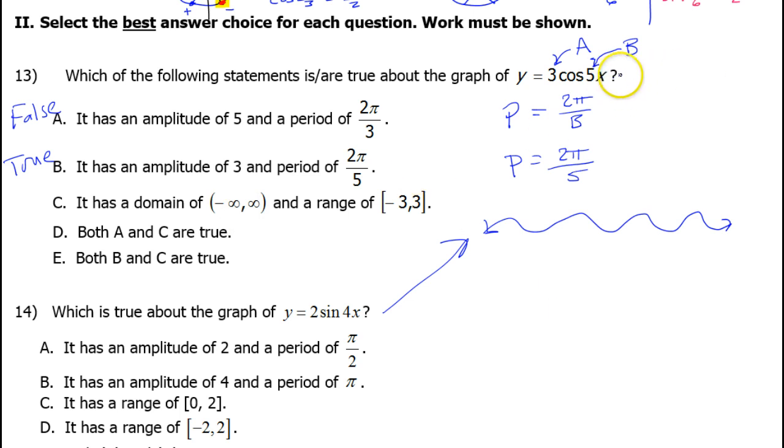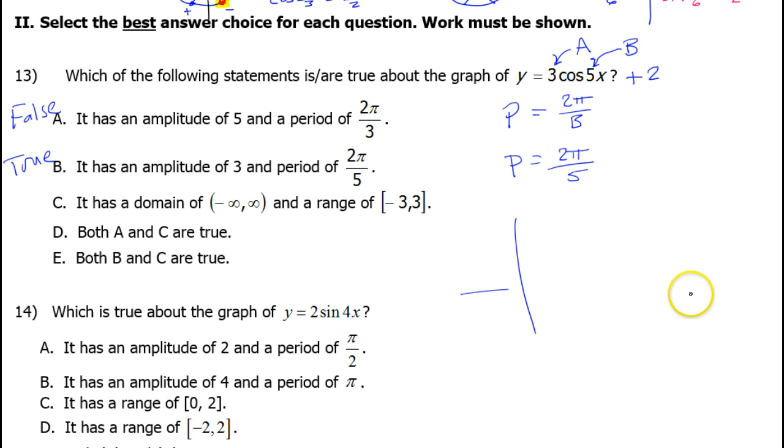Well, there's no number added on the end. So that means that the midline is the x-axis. In other words, if there was a plus 2 on the end of that, then that would mean that the midline would be at 2, and then the cosine function would be going up and down at that spot. But that's not the situation, is it? There is no number on the end, so that means that the midline is the x-axis.